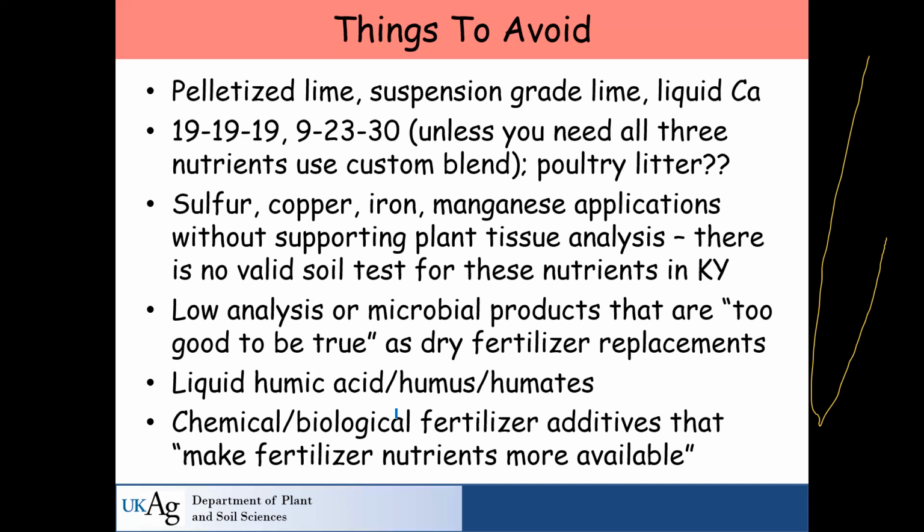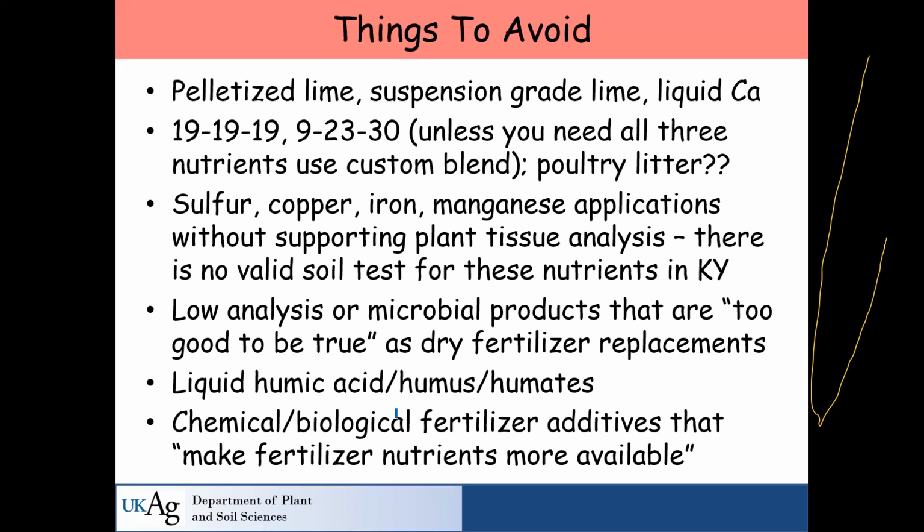People sometimes think they need sulfur or copper or iron or manganese, but unless you have some kind of a supporting plant tissue analysis, I don't recommend these, because we have no valid soil test for these nutrients in Kentucky soils. We could extract them, but we wouldn't know what the numbers mean, because we haven't a correlation between the soil test value for copper, let's say, and the plant's need for copper. Now, if the plant tissue analysis says the plant is low in copper, there's a better chance you'll get a response and a foliar application might work.